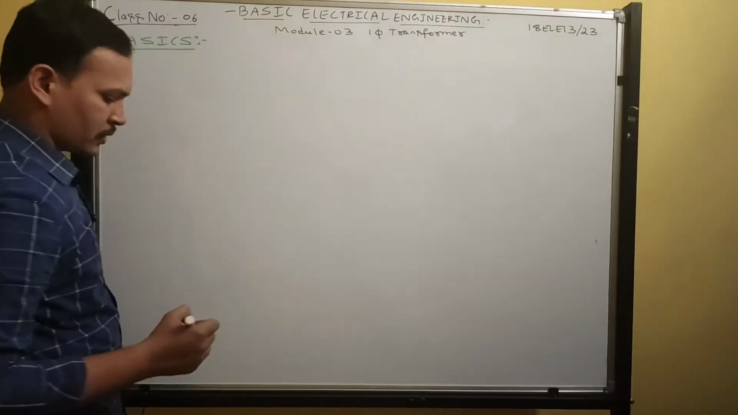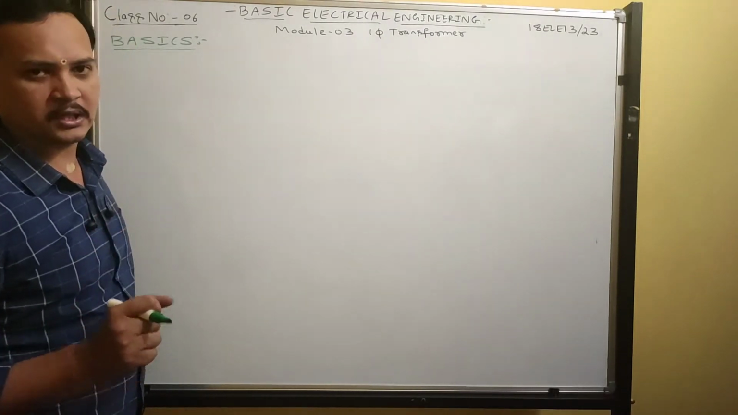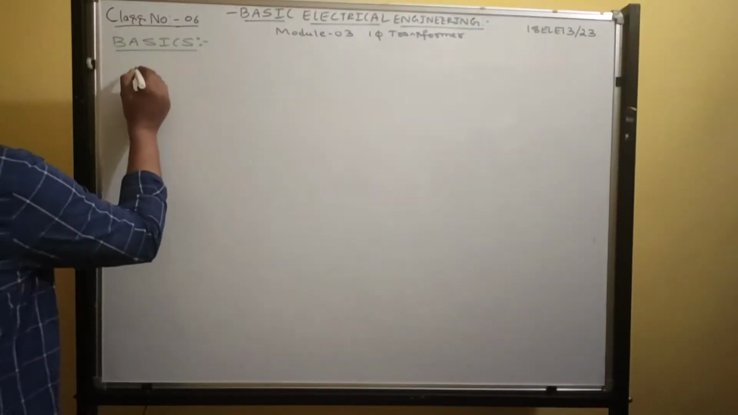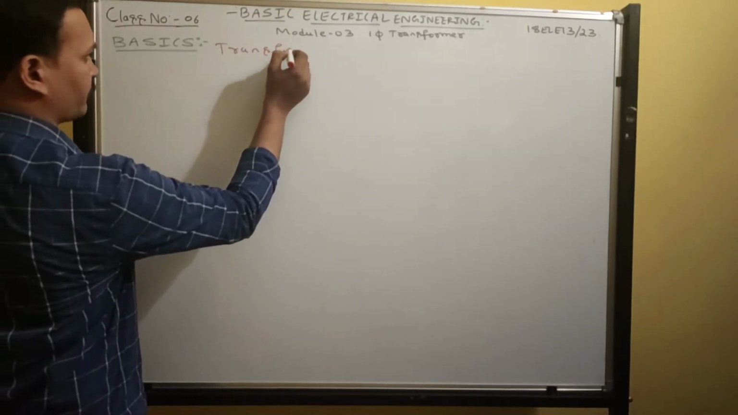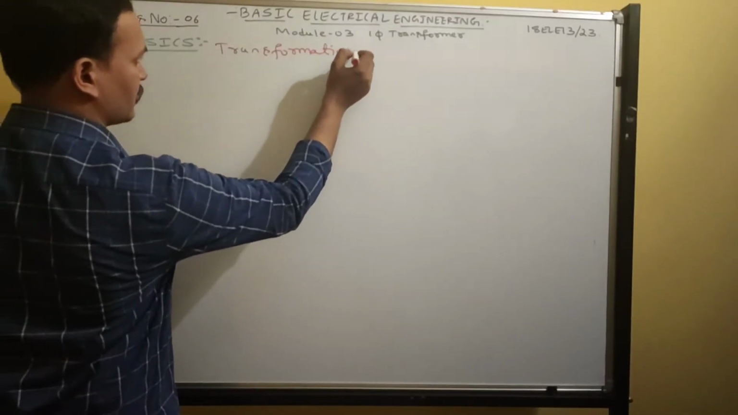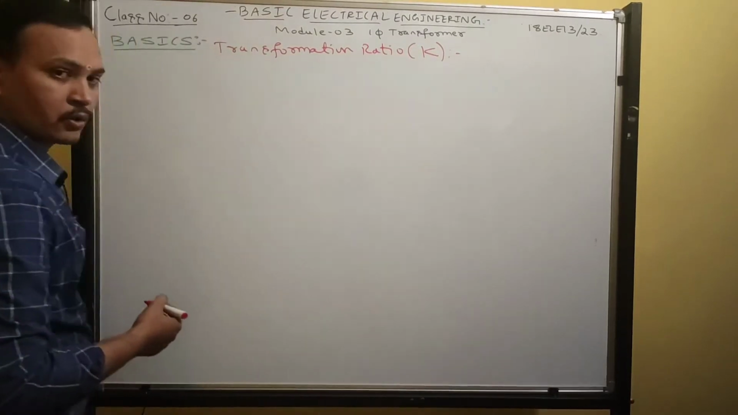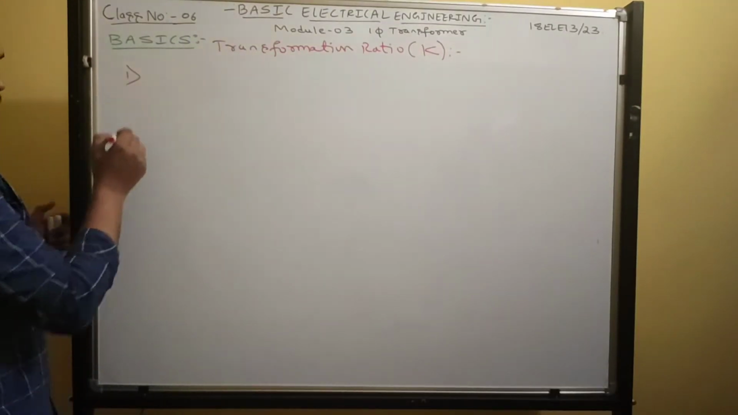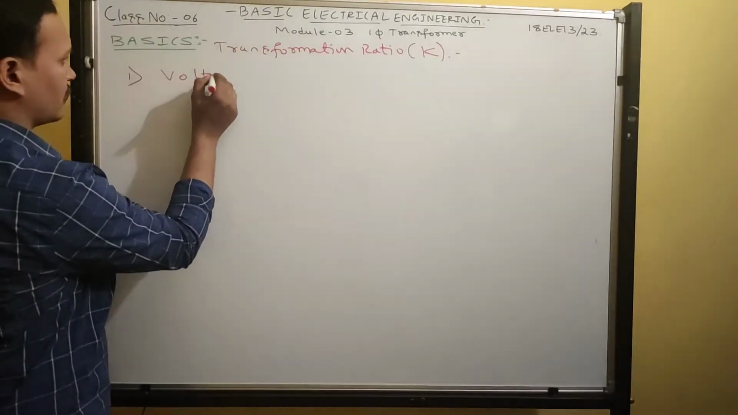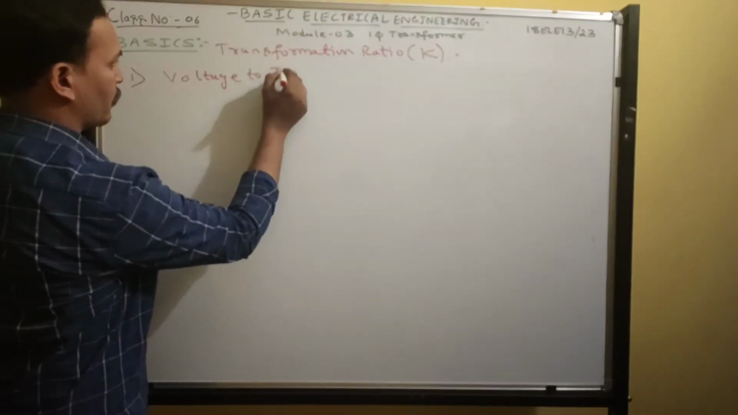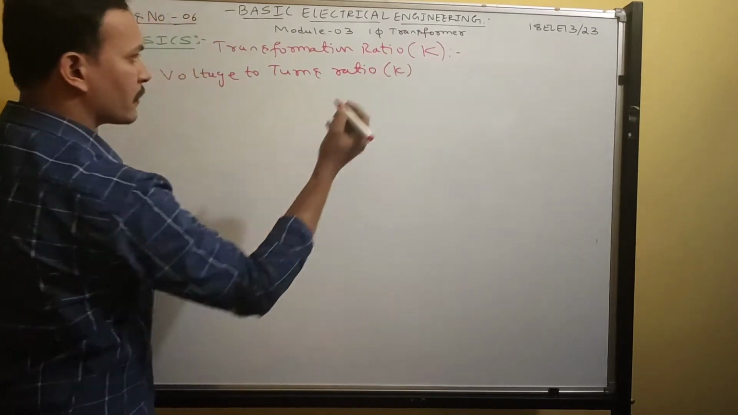See, to solve problems on EMF equation of transformer, we must know a very important concept, that is called transformation ratio. It is denoted by letter K. So we have the following transformation ratios. For example, one is voltage to turns ratio. That is also denoted by K.